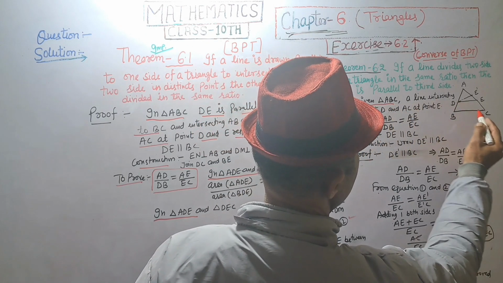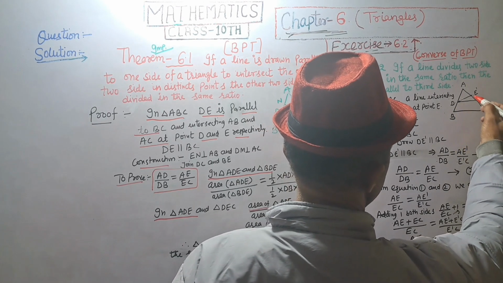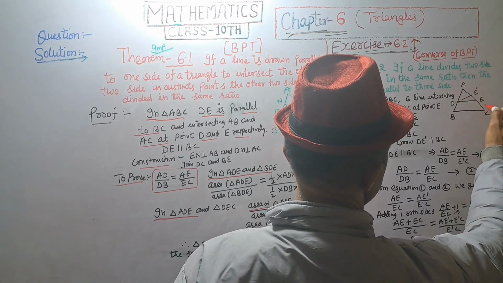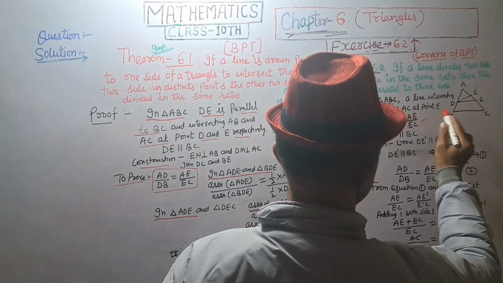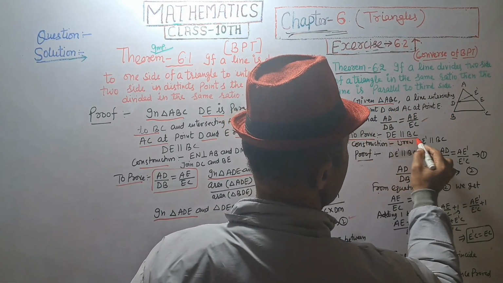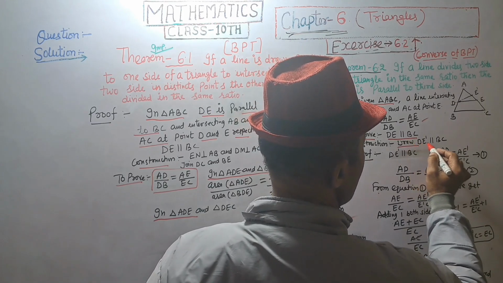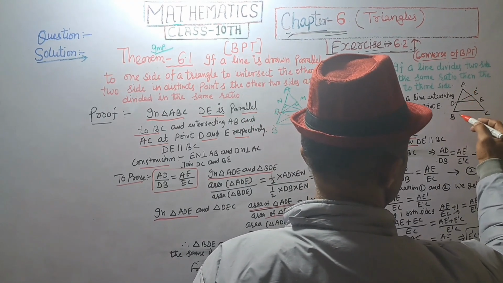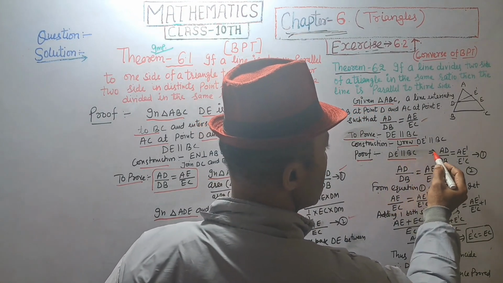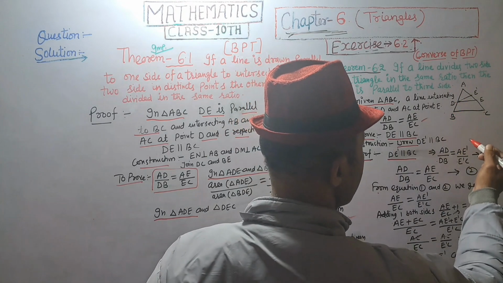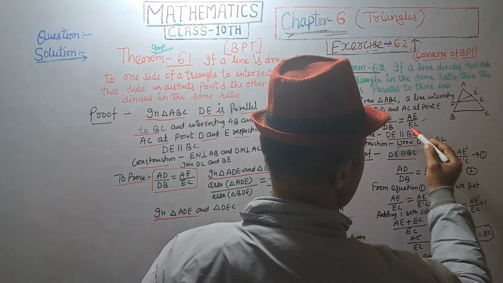Given triangle ABC, a line intersecting AB at point D and AC at point E, such that AD upon DB is equal to AE upon EC. To prove DE is parallel to BC. Construction: draw DE dash parallel to BC, and prove DE dash is parallel to BC. This implies AD upon DB is equal to AE dash upon E dash C. Equation number first.